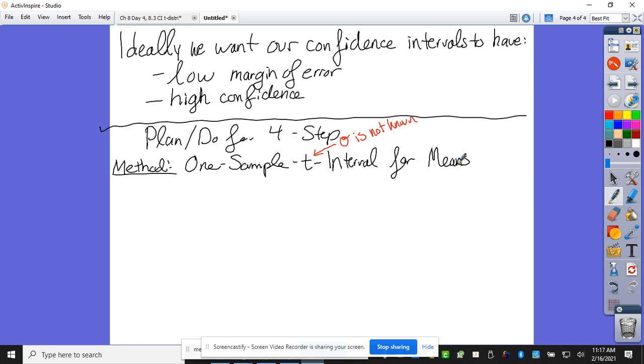What's our next thing in plan? What's our first condition? Random, does that change? No, we still want to say random. Normal, is that gonna change? Nope, stay the same. Independent, does that change? Nope. So, same conditions.